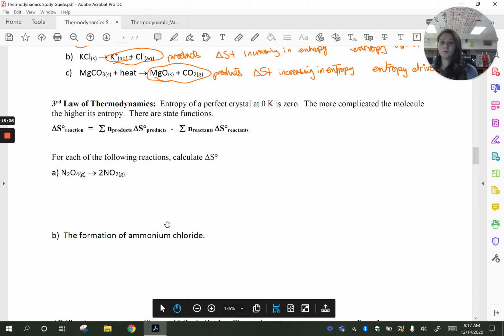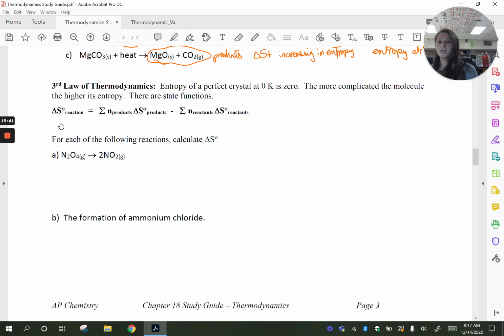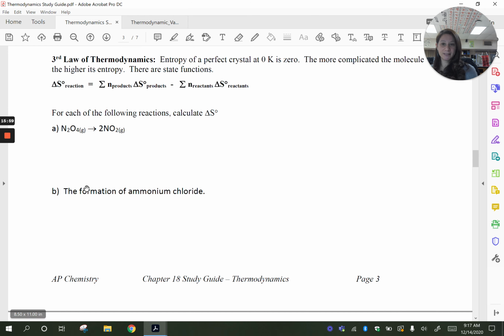So, as we had said, to calculate delta S for your system or for your reaction, you take the sum of the delta S values for the products minus the sum of the delta S values for the reactants. Remember the little degree sign? That just means at standard conditions, which are 298 Kelvin, 1 molar solutions, 1 atm of pressure. So we want to calculate delta S for these systems.